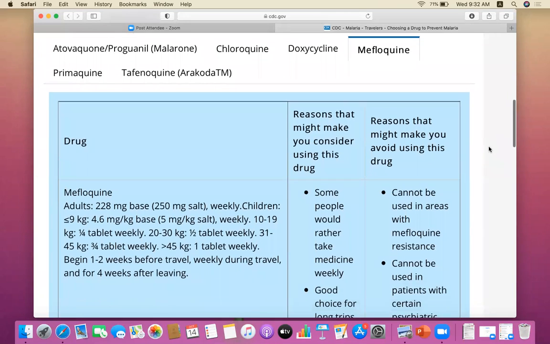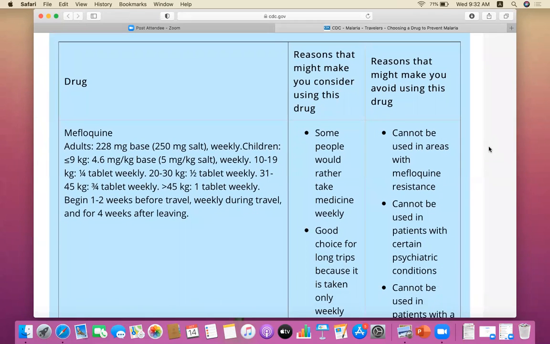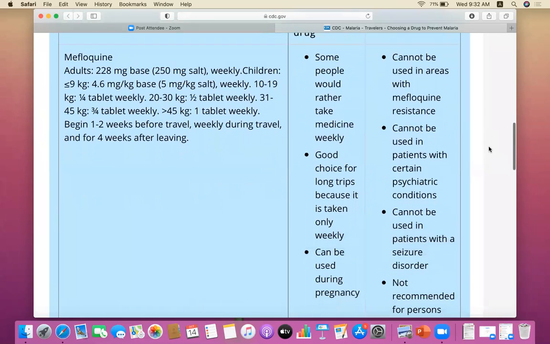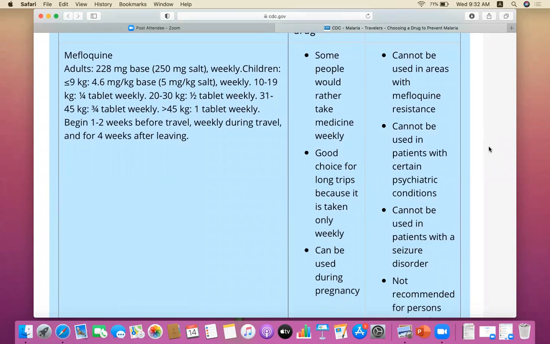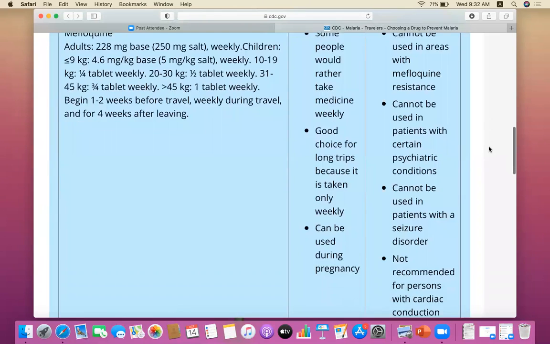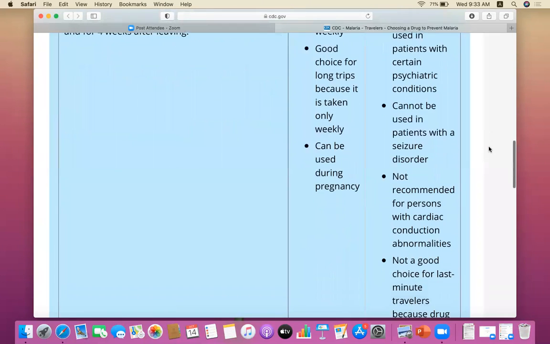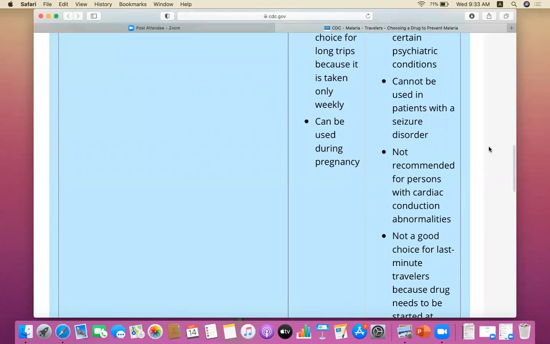Reasons that might make you avoid using these drugs: mefloquine cannot be used where there is mefloquine resistance. Yes, same problem with chloroquine and mefloquine. It cannot be used in patients with certain psychiatric conditions because it may exacerbate the psychiatric illness. It cannot be used in patients with seizure disorder and is not recommended for persons with cardiac conduction abnormalities.